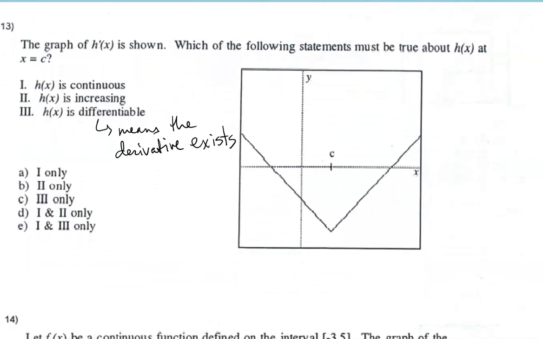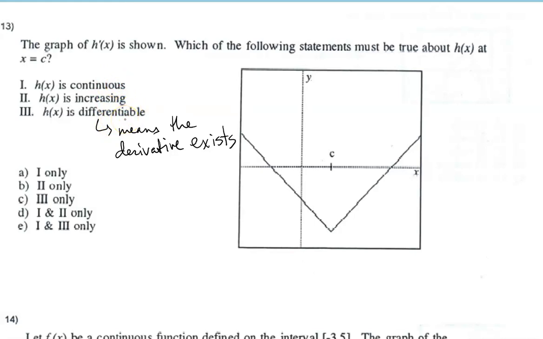Okay, 13, the graph of h prime is shown. Which of the following statements must be true about h at x equals c? Okay, and here's a new word for us. Differentiable is something that we're going to talk about more in 2.1 and 2.2. But the word differentiable means that the derivative does exist. Okay, and we actually have a theorem that says if a function is differentiable, then it has to be continuous. If that is not familiar to you yet, it's really not that big of a deal. So if you didn't understand this problem, not a big deal, because we'll get a little bit more into depth with what the relationship between those are, okay?